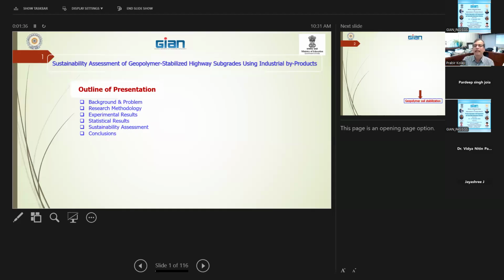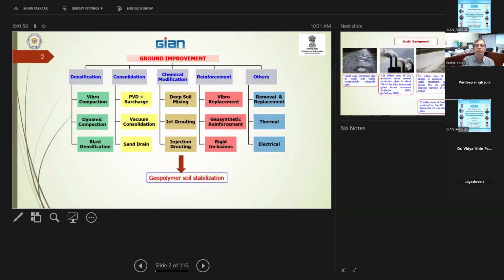Geopolymer stabilized highly expansive subgrade using industrial byproduct. So I'll talk about the background and some problems, then what experiments we did, some statistical results, and the sustainability assessment. And then the conclusions. As I mentioned, all these methods you already explained: densification, consolidation. So this is the chemical modification, the geopolymer soil stabilization we're going to talk about.